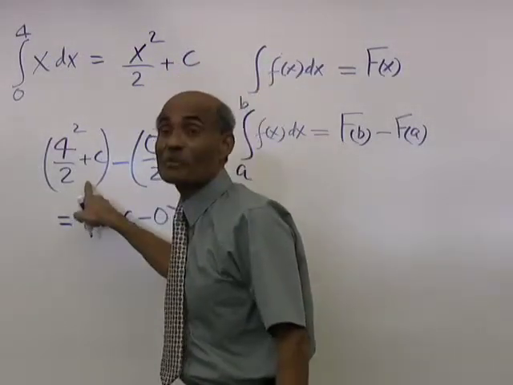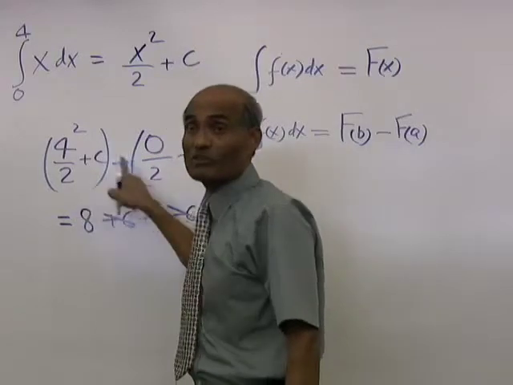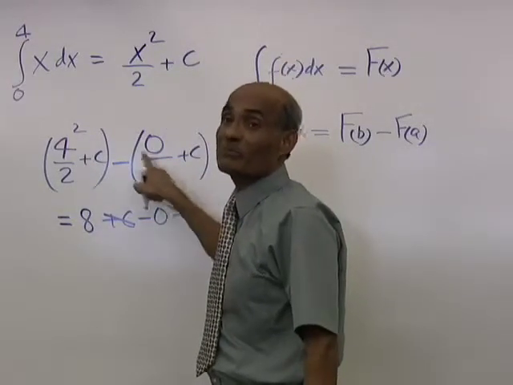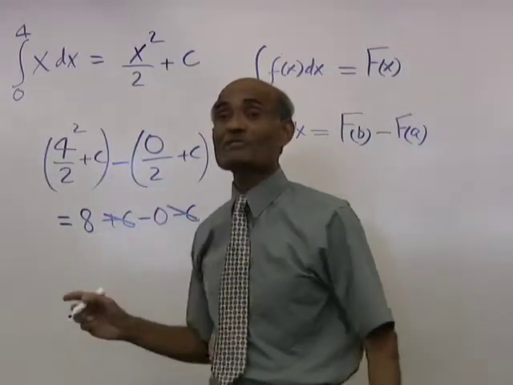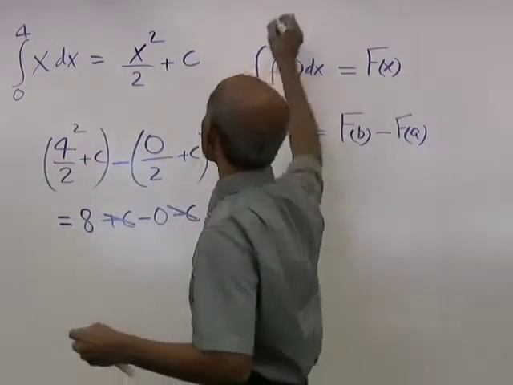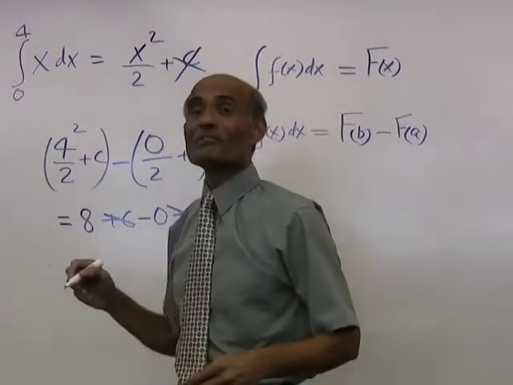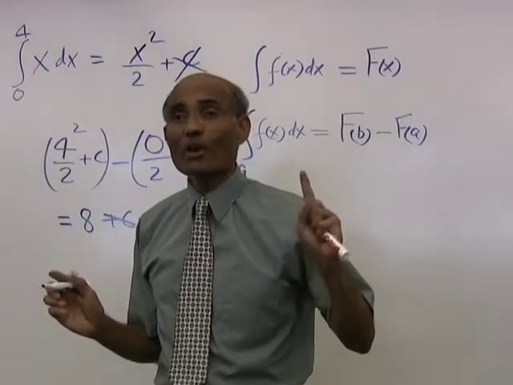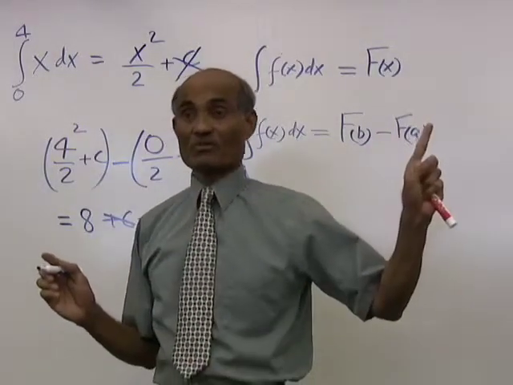The c from the upper limit value will cancel with the c in the lower limit because of the subtraction. That means when you do a definite integral, we don't need to do the c. We can do away with the c. We need c only for an indefinite integral.